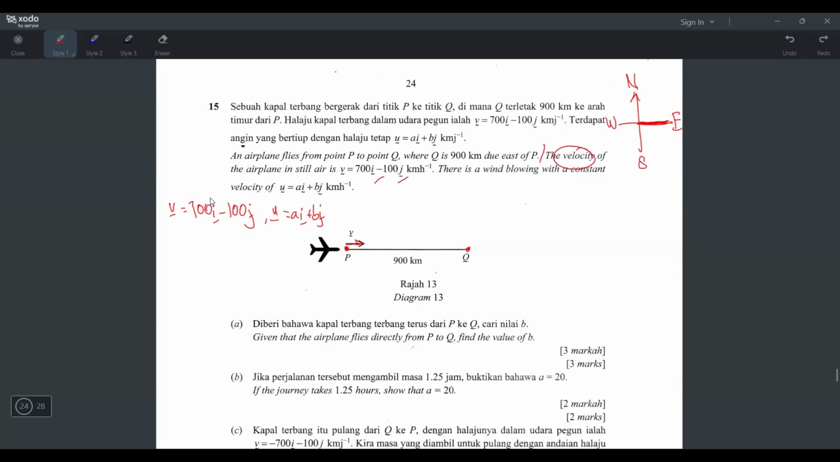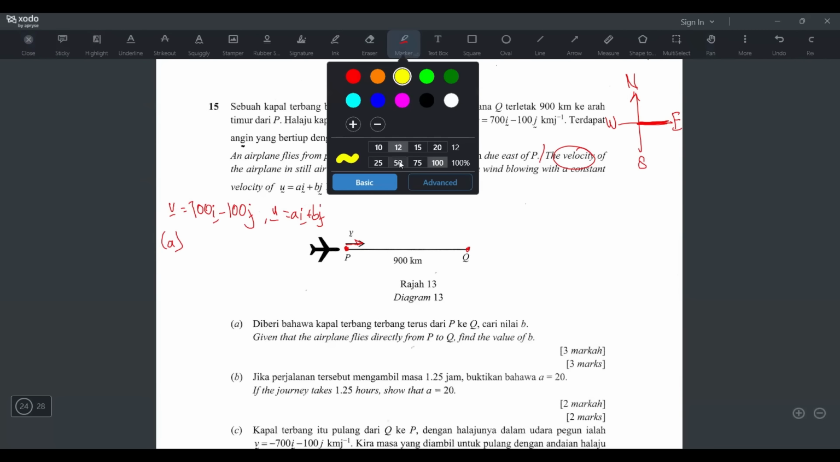Okay. All right. So A says given that the aeroplane flies directly from P to Q, find the value of b. Okay, let me tell you what's the keyword here. The keyword here is due east. Yeah, that's the most important keyword here. So if they say due east, what you have to do?